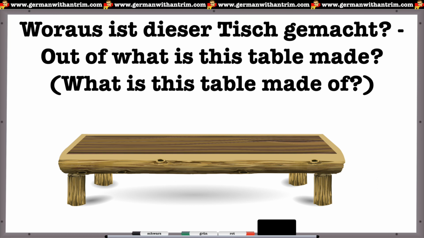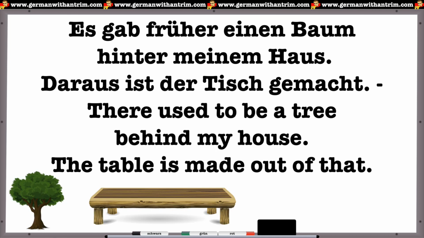Woraus ist dieser Tisch gemacht? Out of what is this table made? What is this table made of? Es gab früher einen Baum hinter meinem Haus. Daraus ist der Tisch gemacht. There used to be a tree behind my house. The table is made out of that.